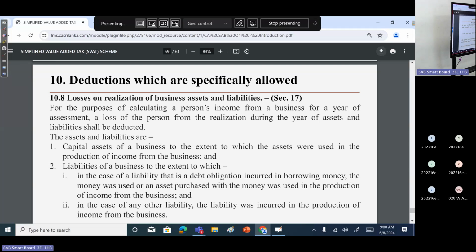So with that, the asset liabilities is capital assets. We learn separately under investment income what a capital asset is. That's a definition of what is a capital asset. It says these types of assets are capital assets. So again, it starts from what is an investment asset. It says investment assets comprise capital assets. Then it says what capital assets are. Even capital assets here, remember capital assets of a business, to the extent to which the assets were used in the production of income from the business.